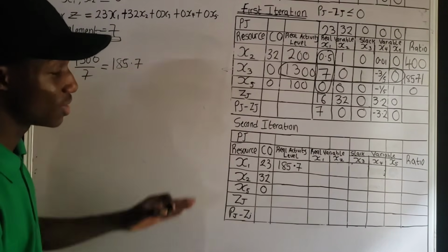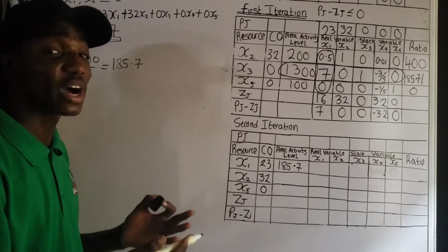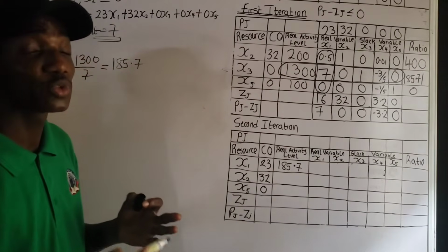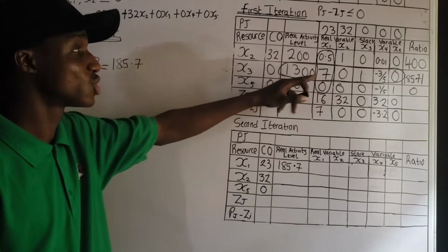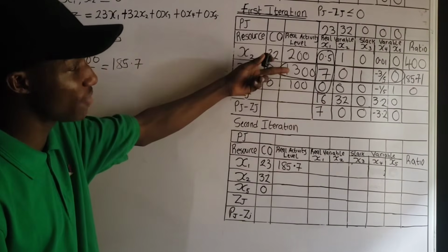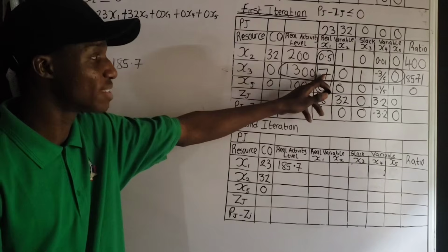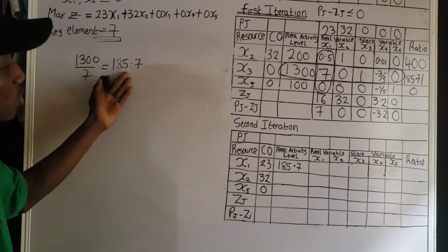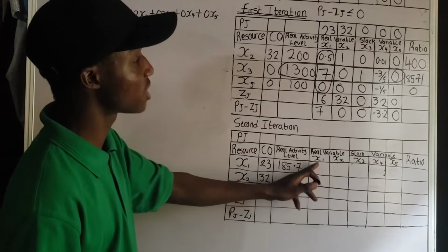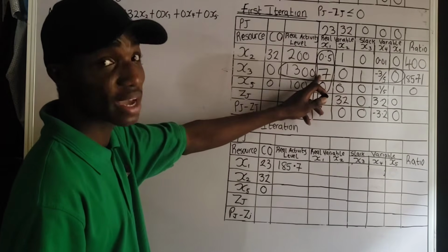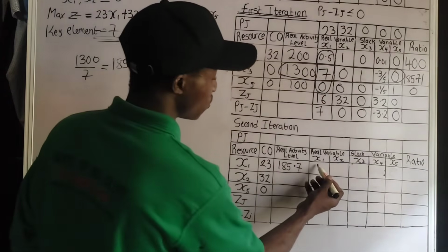185.7. In order to get the new value for the entry variable, you have to divide the key row by the key element. So to get the value of these cells, I just divide 1300 divided by 7, which is what I wrote here, and I got 185.7. So to get the value of these cells, I have to divide the key element, which is 7, by itself. So the value of these cells will be 1.